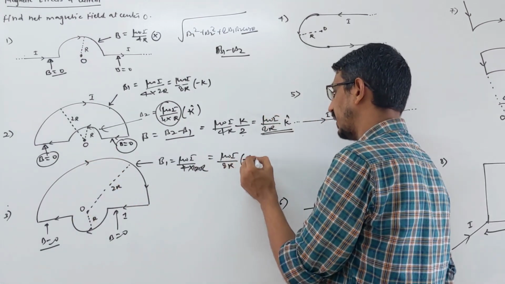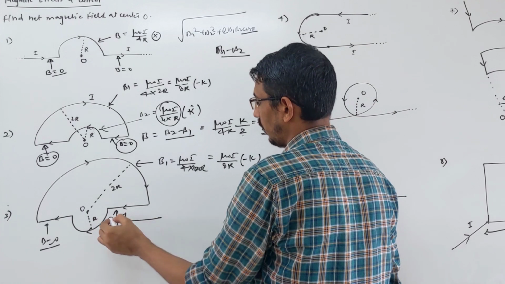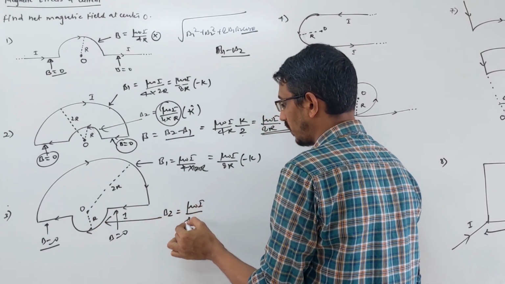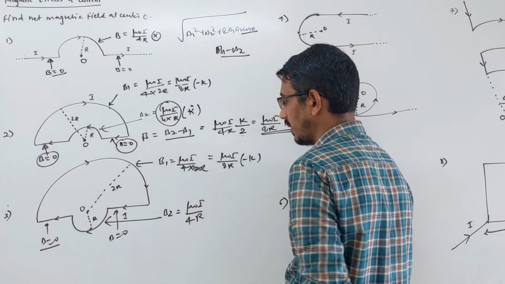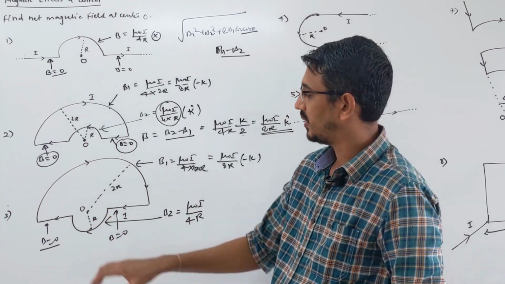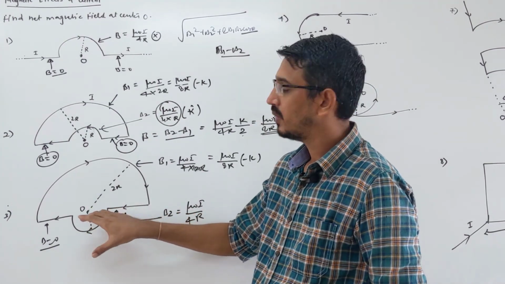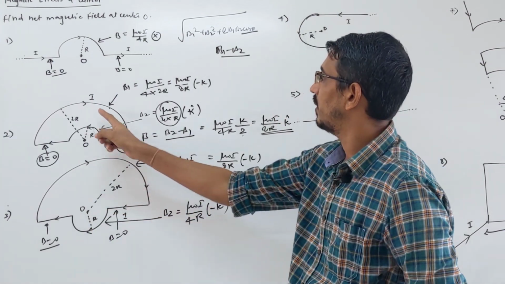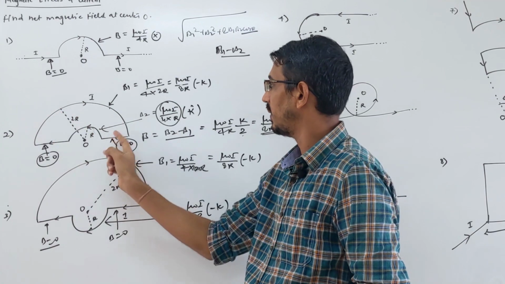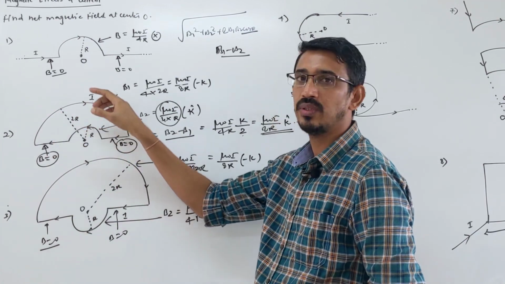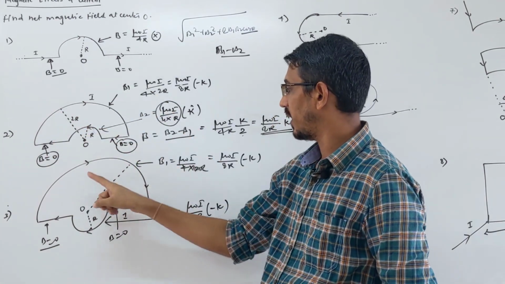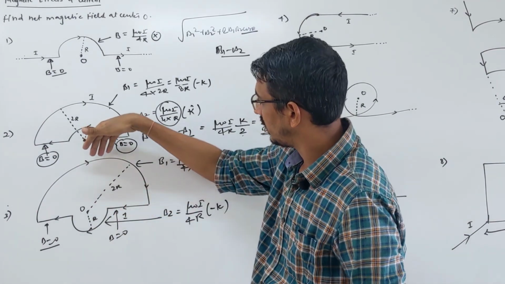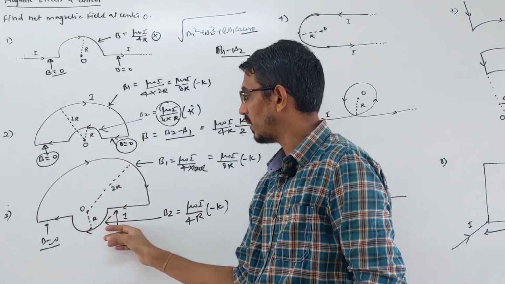Minus k, minus k. Now look at this smaller loop, okay? What is the magnetic field B2? Mu naught I upon 4 times the radius, and the radius is given r. And what is the direction? Now watch carefully, this field also is inward, correct? So this field also is minus k. Look at last time, the direction of current was opposite, like this way, that way. So one field was inward, one was outward, but here the direction of current looks the same, right? This way, this way. So this field is inward, that field also inward.